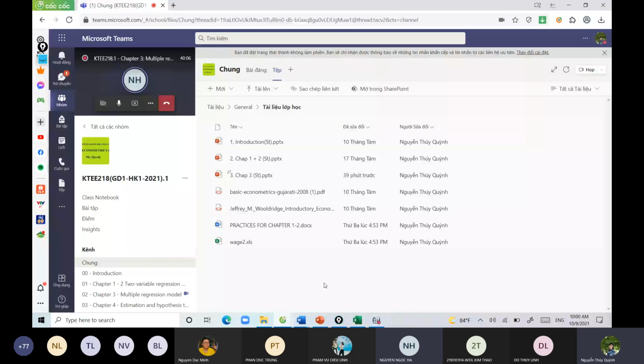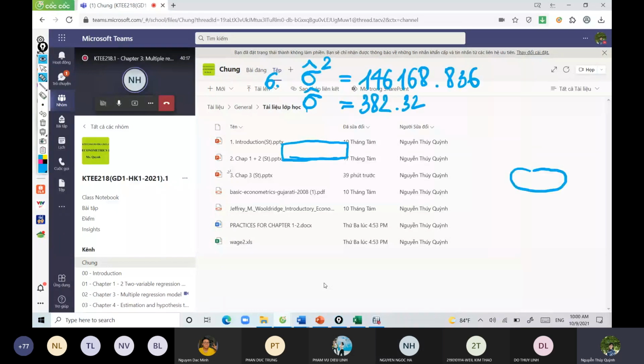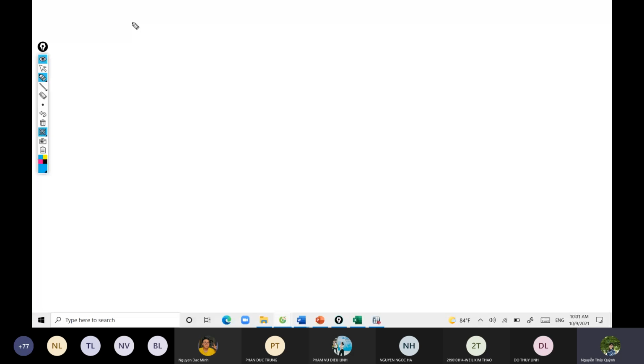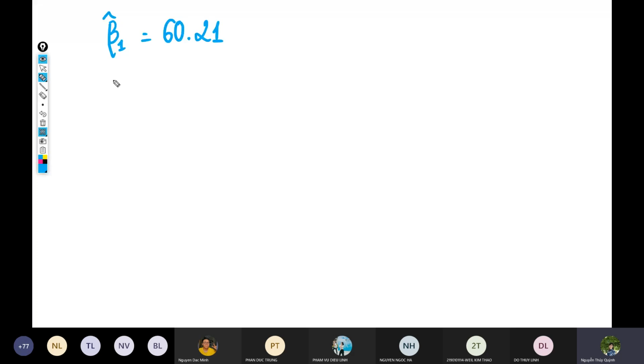Okay, so for the standard error of the estimated slope, now let's do it. We have the estimated slope beta 1 hat equal to 60.21, and the standard error of beta 1 hat, for example, is 5.69. So what does it mean?